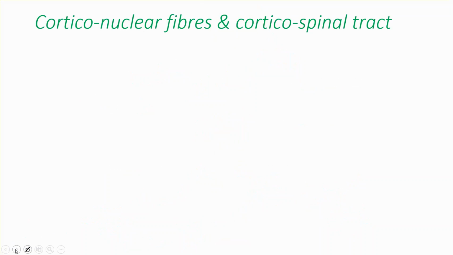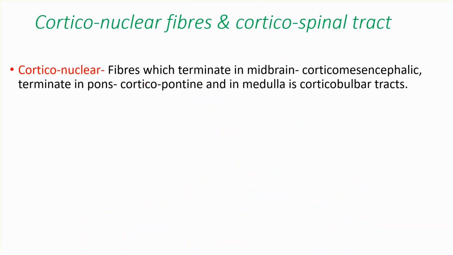So let's look into the cortico-nuclear fibers and the cortico-spinal tract. The cortico-nuclear fibers which terminate in the midbrain have a specific name, cortico-mesencephalic. If they terminate in the pons, it is called cortico-pontine. And if it is in the medulla, it's called cortico-bulbar tract. So together they are all called cortico-nuclear. And remember, they are going only to the motor cranial nerves.